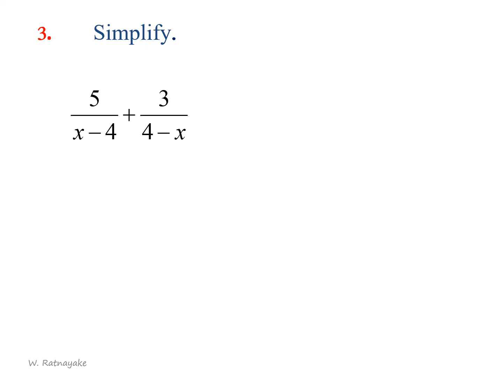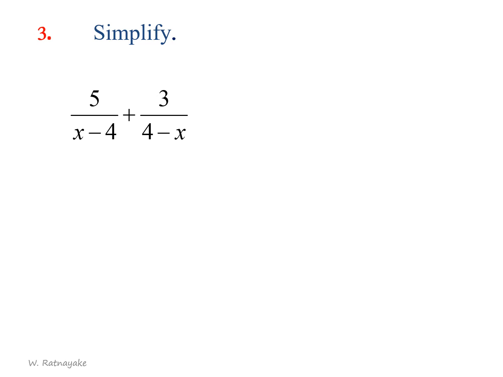Simplify 5 upon x minus 4 plus 3 upon 4 minus x. Now here the denominator of the first fraction is x minus 4 and the denominator of the second fraction is 4 minus x. If it also were x minus 4, then it is very easy to simplify because both fractions have the same denominator. Now here 4 minus x we can change into x minus 4 using some mathematical trick.